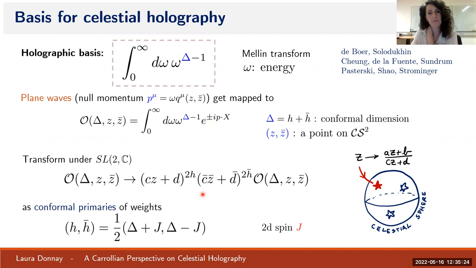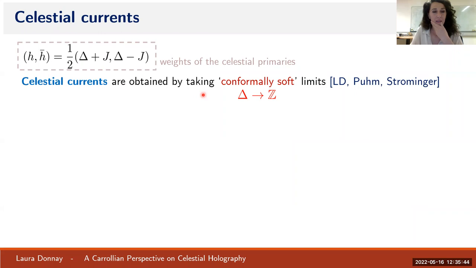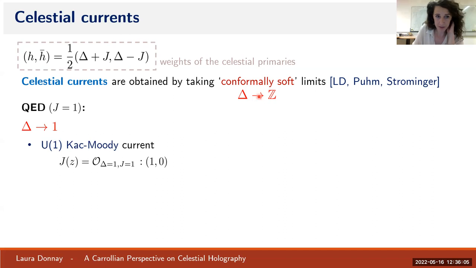And this whole magic is performed by this Mellin transform. And in celestial holography, we have, very importantly, currents. And these currents, the celestial currents, are obtained by taking specific integer limits of this dimension delta. Indeed, before we could talk about, say, a soft particle, which had energy zero, but now we will be talking about conformally soft particles in this new basis. So just to tell you a few examples of what these currents are in celestial CFT.